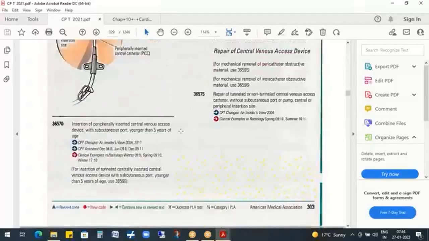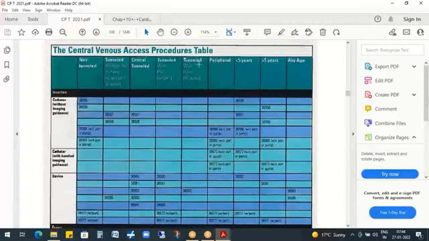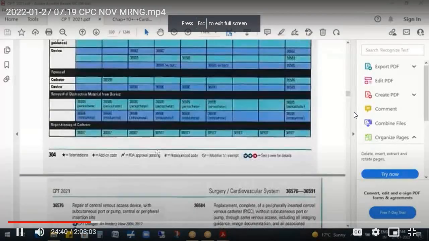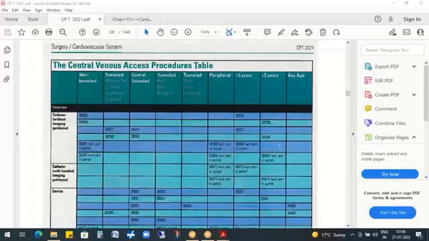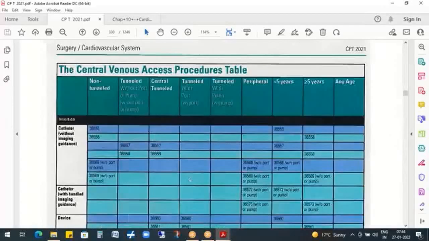All the table is summarized at one location. Are you able to see this table on my screen? Page number 304. Now you can see the rows. What they have written is non-tunneled, tunneled, centrally tunneled, tunneled with port, tunneled with pump, peripheral, less than 5 years, greater than or equal to 5 years, any age.